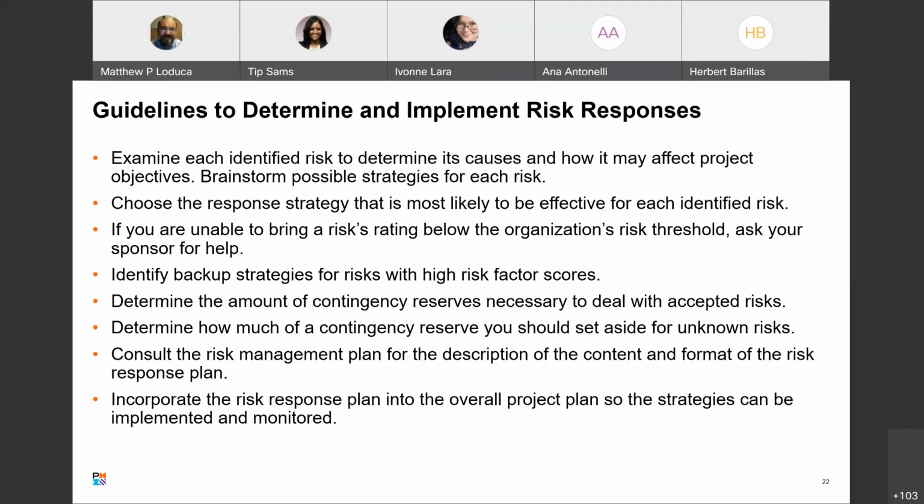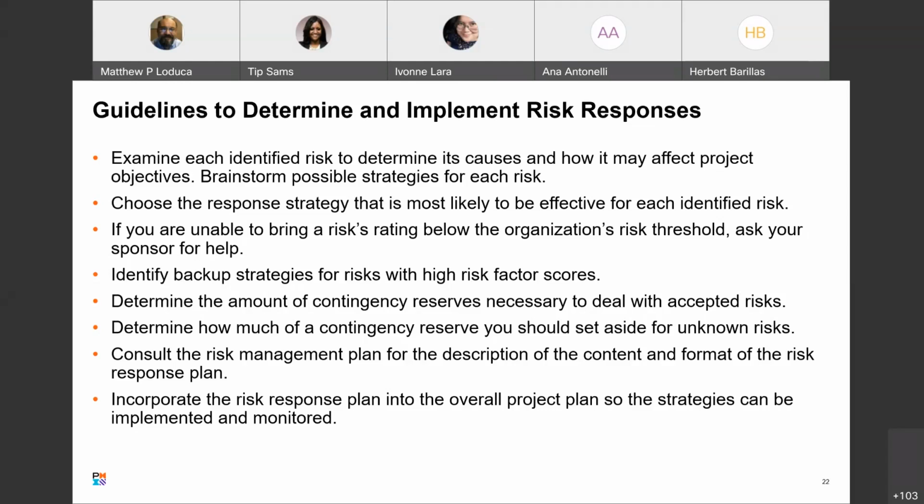Identify backup strategies for risks with high risk factor scores. Again, if something has a big impact, you want to have a backup for it. If we have this response and this doesn't fix it, what else are we going to do? So you want to have that backup strategy.